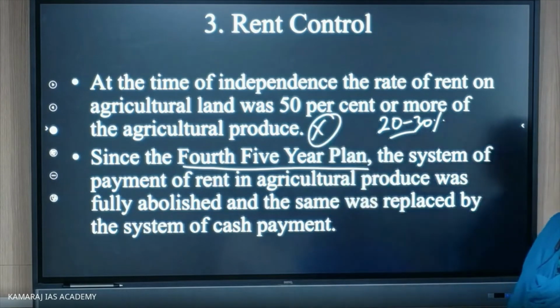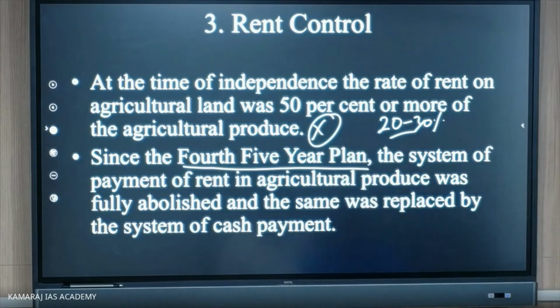Instead we have fixed cash. Earlier, if you are producing 100 kgs, you have to pay 50 kgs. Now they said, none of this is needed, you may produce whatever you like, but pay a fixed rent every month for this area. Okay, so that was rent control.